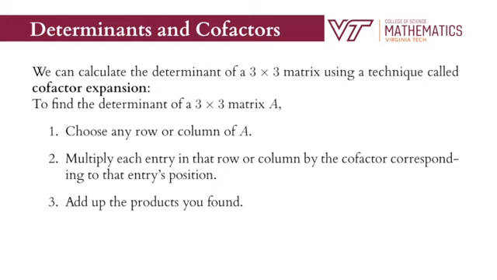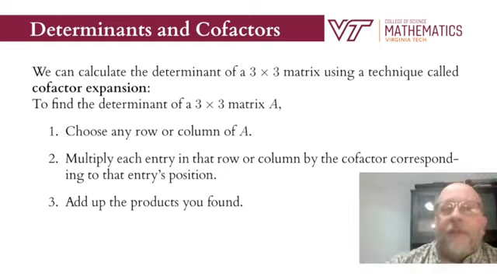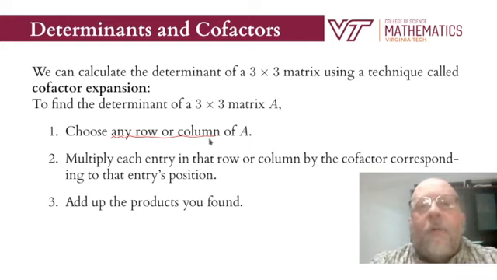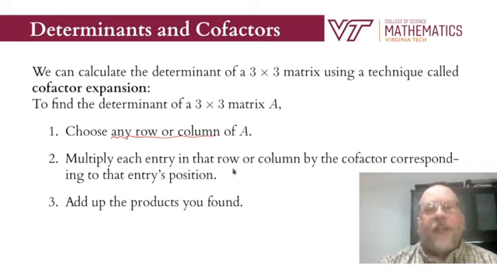We can calculate the determinant of a 3 by 3 matrix using a technique called cofactor expansion. To find the determinant of a 3 by 3 matrix, we're going to choose any row or any column of A. It doesn't matter which row or column we pick, but we're going to multiply every entry in that row or column by its cofactor, the cofactor corresponding to that entry's position. And then we're going to add up the products we found.